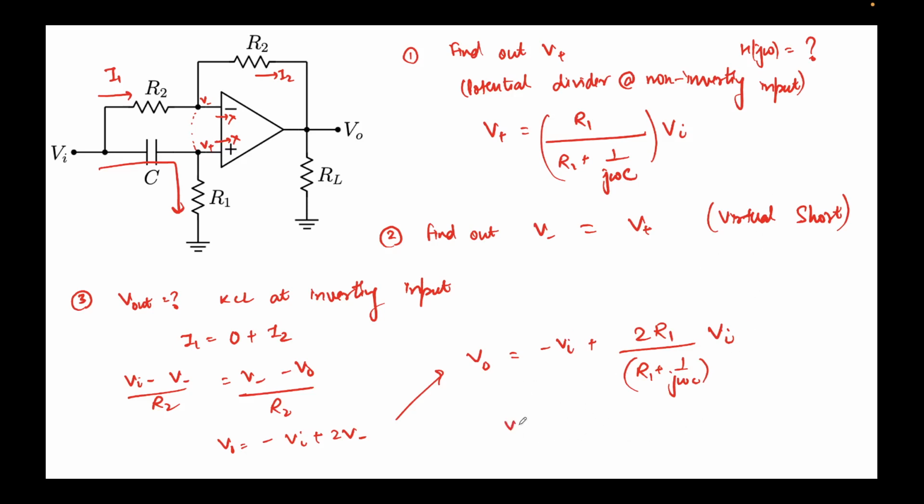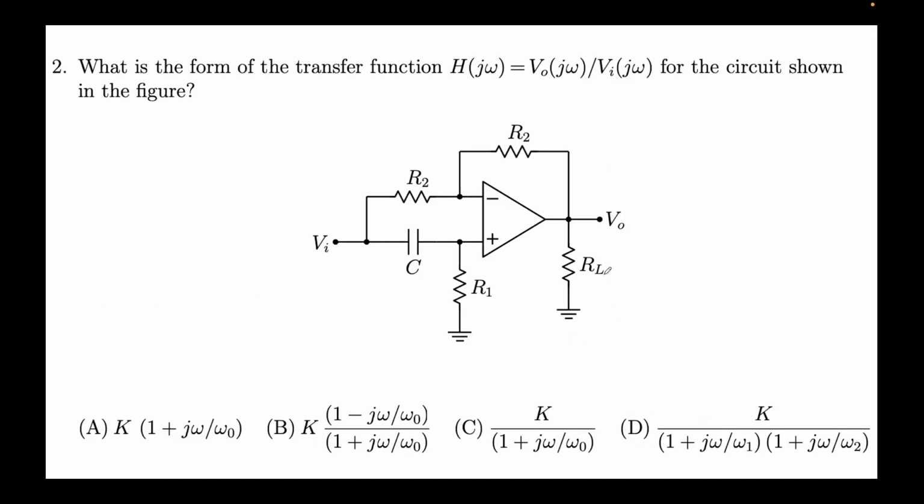So I can simply write that this gives me V0 upon Vi. I'll take Vi common from here, that's it. So it will be 2R1 over R1 plus 1 upon j omega c, minus 1, right? Now I've just taken the minus 1 to this side. This is the transfer function we have. There will be j omega terms here also, but you can see this is the way it looks. Okay, so I'll copy this to the next slide.